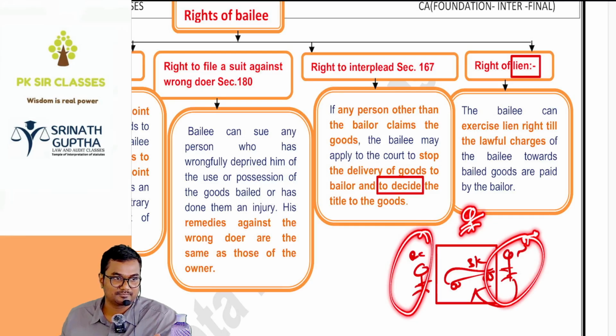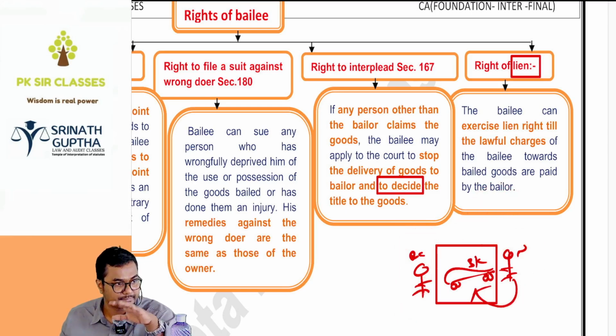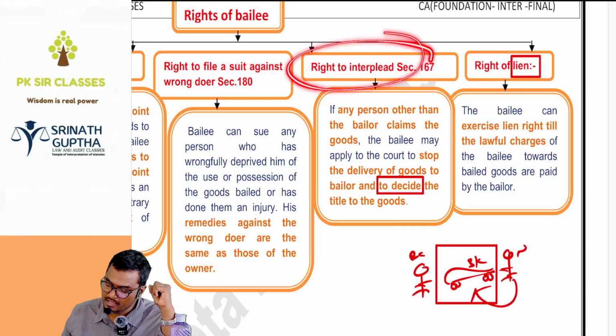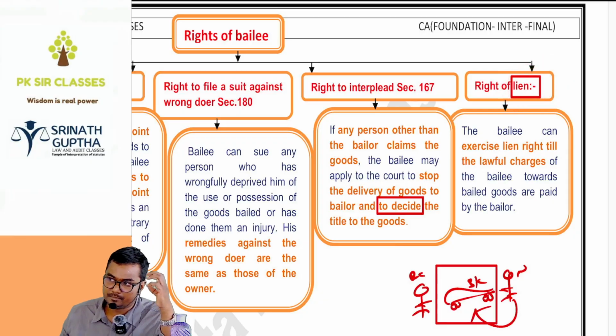Navadip. है ना बेटा clear ना, some stranger came, he's claiming the goods, he's having the RC, all the documents. The Navadip said I will return the goods with me only until ownership is decided, you people go to court and fight, है ना बेटा. So interpolate means injunction. Last one is the right of lien. So bailey has the right to retain the bailed goods until his charges are paid.